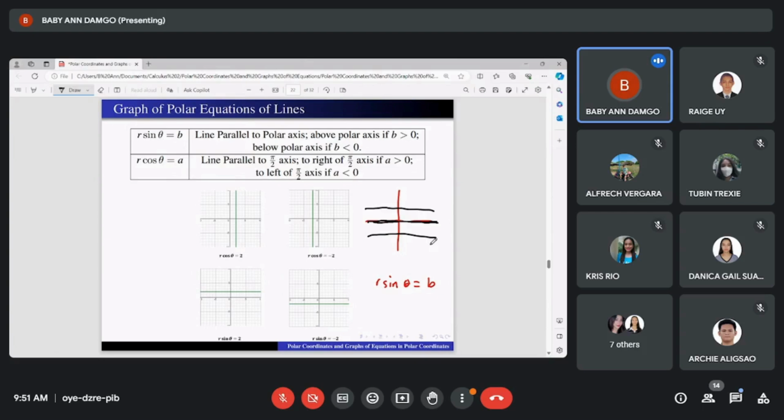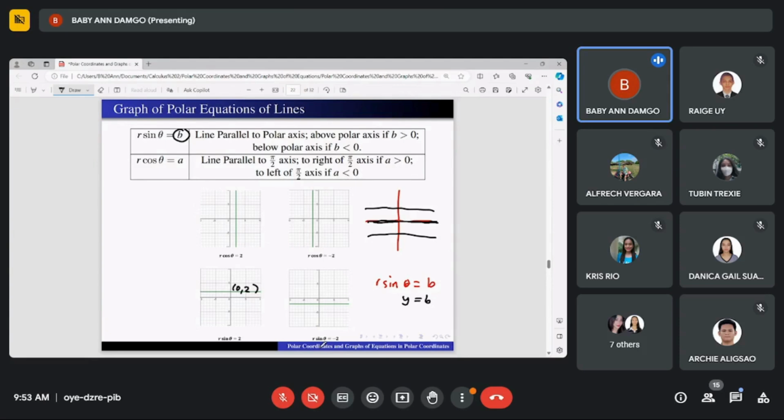Okay? So, if b is less than 0, it is below the polar axis, in which it intersects here at 0, negative 2 if the example is r sine theta is negative 2.